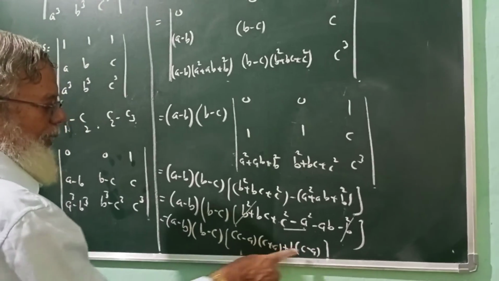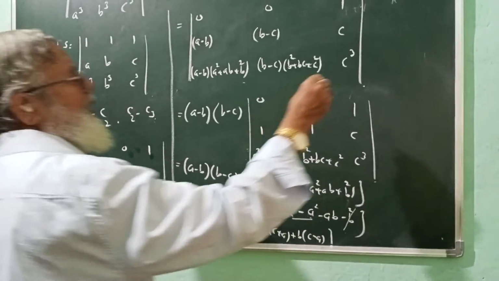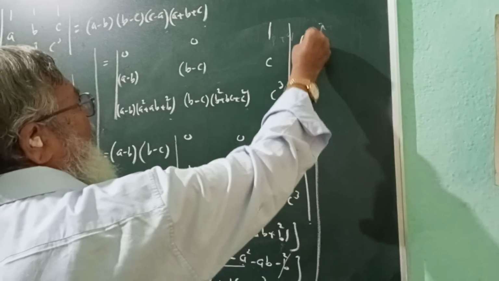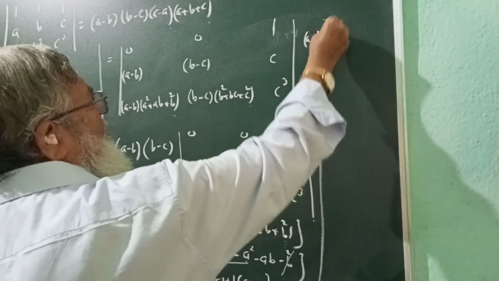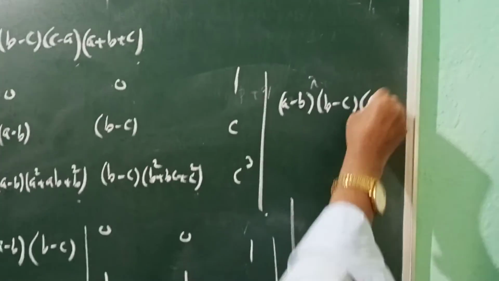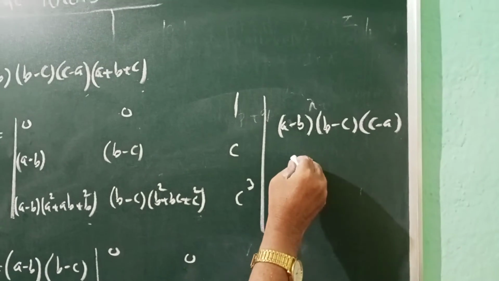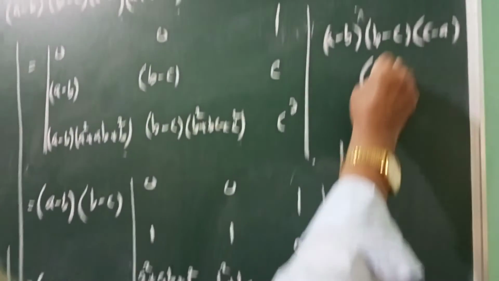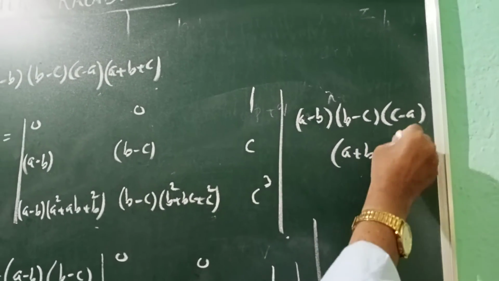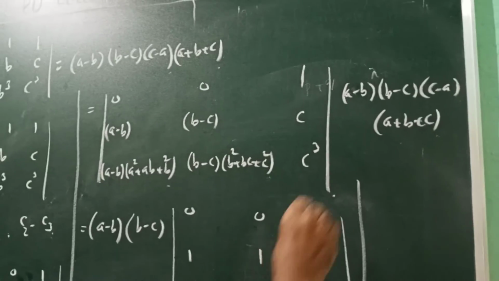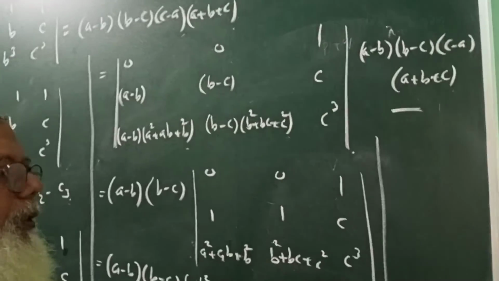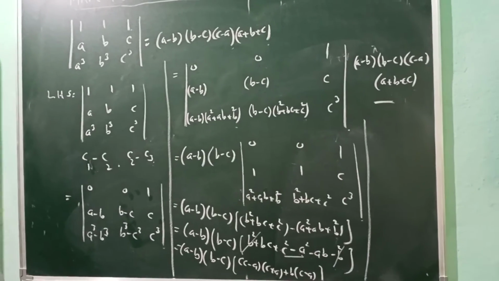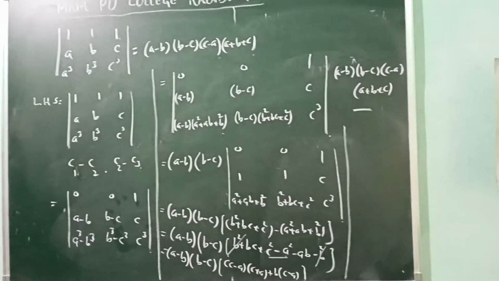Again between this term and this term C minus A can be taken common, and here we can write it is A minus B, B minus C into C minus A. C minus A is taken common from here. What remains is A plus B plus C, which is the required right hand side of the given problem. It is simple, and it has been asked many times in the examination also. So see carefully and solve this.